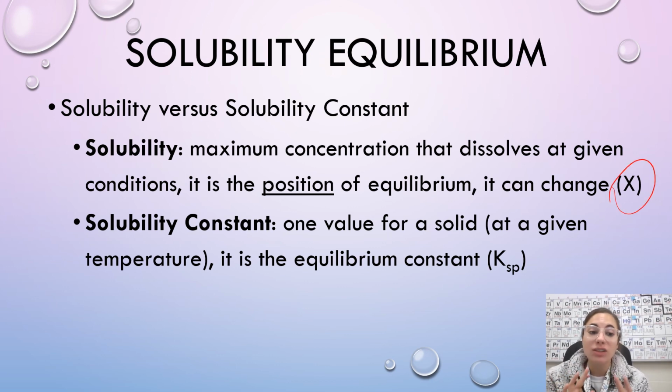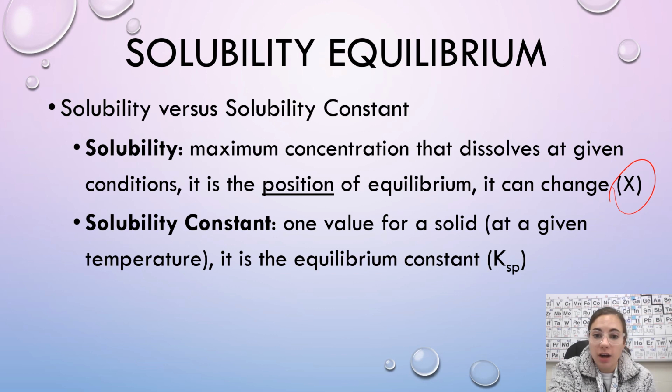So think about Le Chatelier's principle. So when we had established equilibrium, right, and we had a certain amount of product and reactant, then we added a stress. We had to shift, so the amount of product and reactant changed, but K did not, right? So same thing here. X can be different. Under certain circumstances, under different conditions, the amount that can dissolve can be different. The K, as long as we're at the same temperature, does not change.